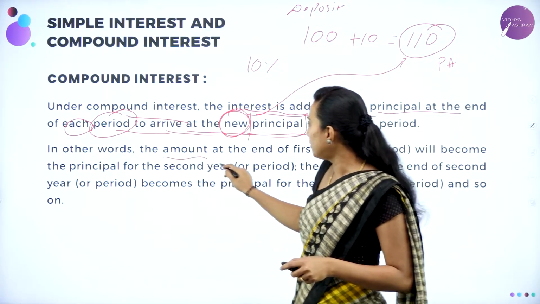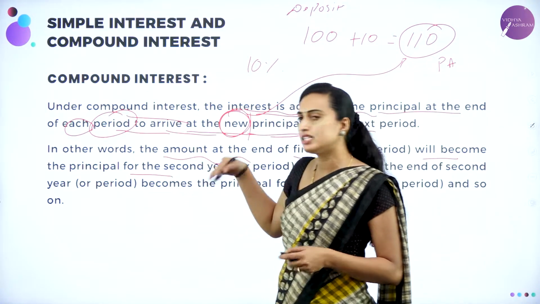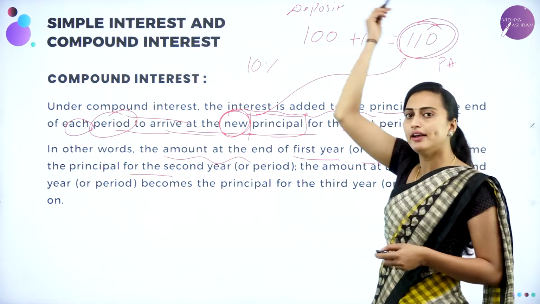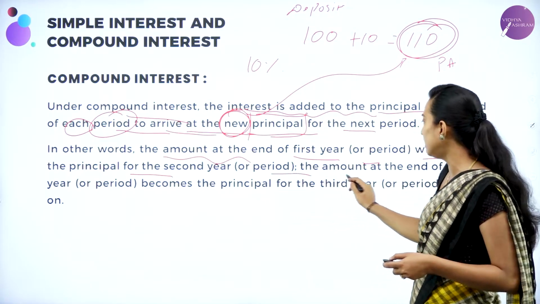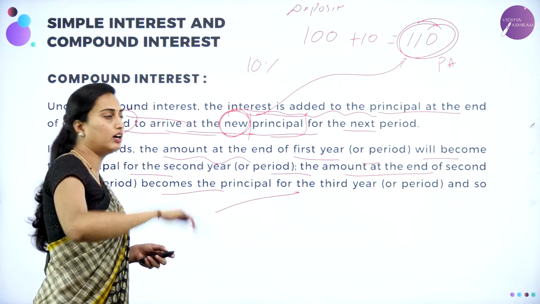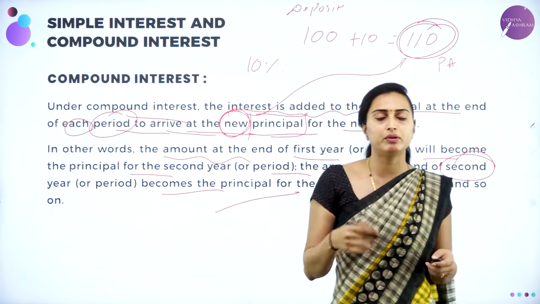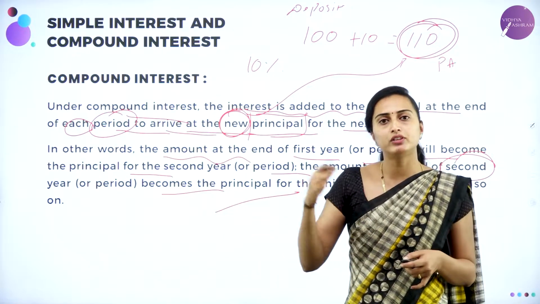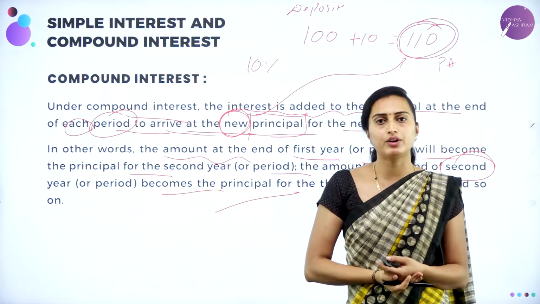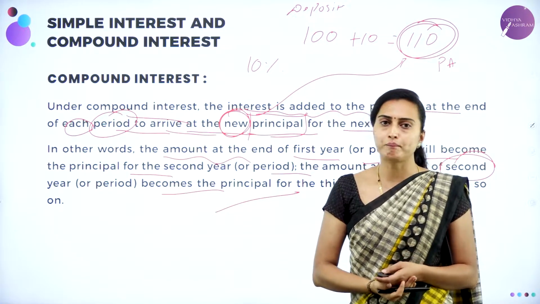In other words, the amount at the end of the first year or period will become the principal for the second year. That's what they have given here. The amount at the end of the second year becomes the principal for the third year. So the percentage will be added, and the amount you get at the end of the year is the principal amount you consider. That is the new principal. That is what is called compound interest.